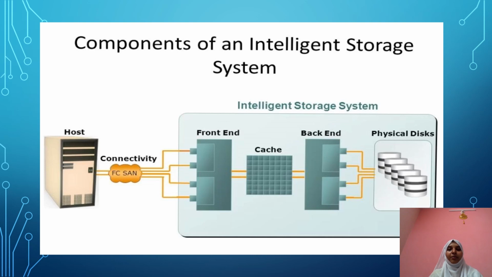So here are the components of an intelligent storage system. First, we will have a host connected through FC-SAN, that is Fibre Channel Storage Area Networking connectivity, which is connected to the front end, followed by the cache, the back end, and the physical devices. The front end, cache, back end, and the physical devices together are known as the intelligent storage system.